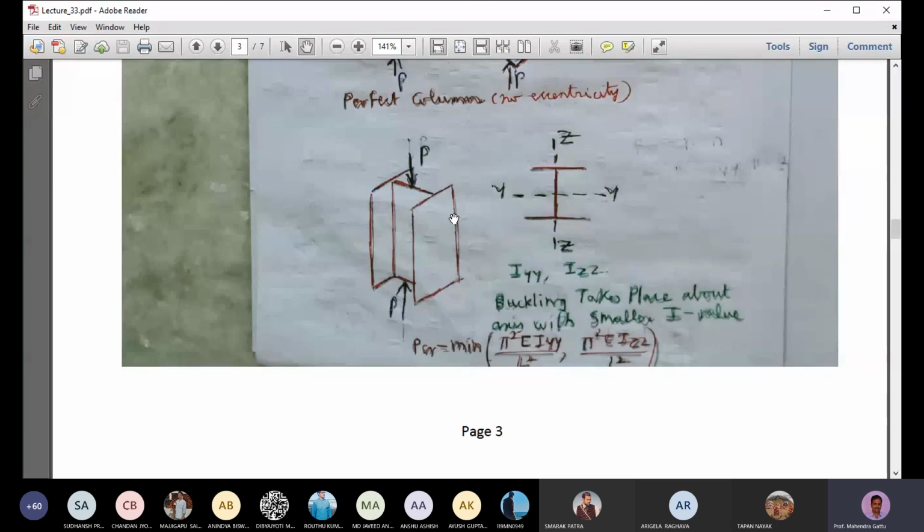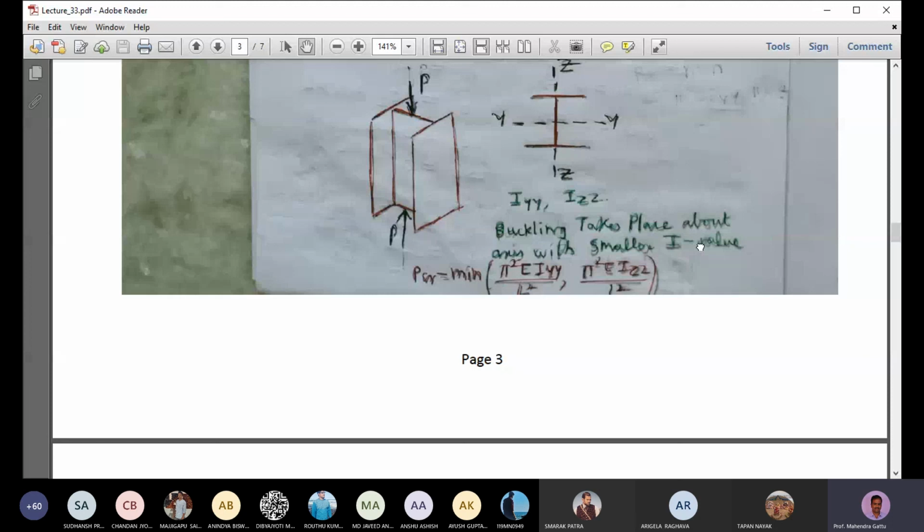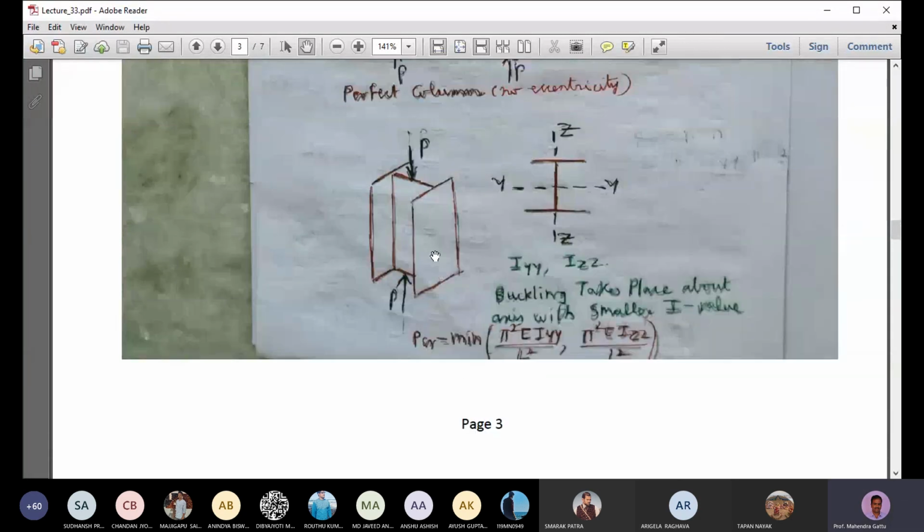I think we have discussed this idea, which way it will fail. Suppose you are loading this I-shaped column. Whether it will fail about the y-axis or about the z-axis depends on the moment of inertia about the y-axis and the moment of inertia about the z-axis. Whichever has the smaller value, there is a higher chance for buckling in that direction. So buckling takes place about the axis with the smaller I value. P critical is the minimum of pi squared EI_yy by L squared or pi squared EI_zz by L squared. I think we discussed this idea before beginning this stability analysis.